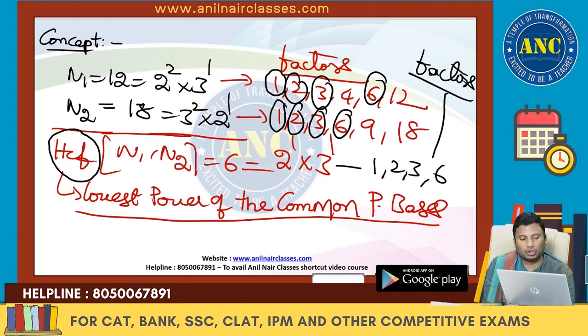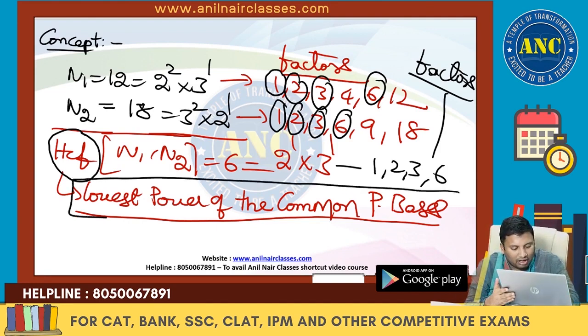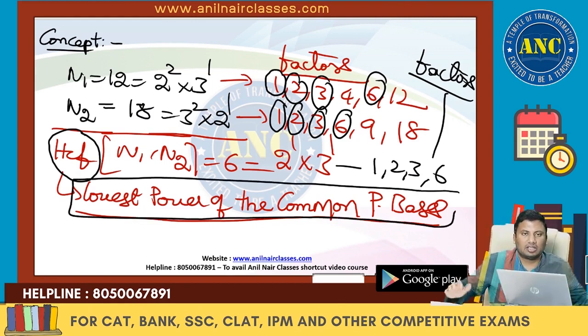Factors common to N1 and N2 are the factors of the HCF of N1 and N2. It is 6. I hope it is clear. HCF always takes the lowest power of the common prime basis.